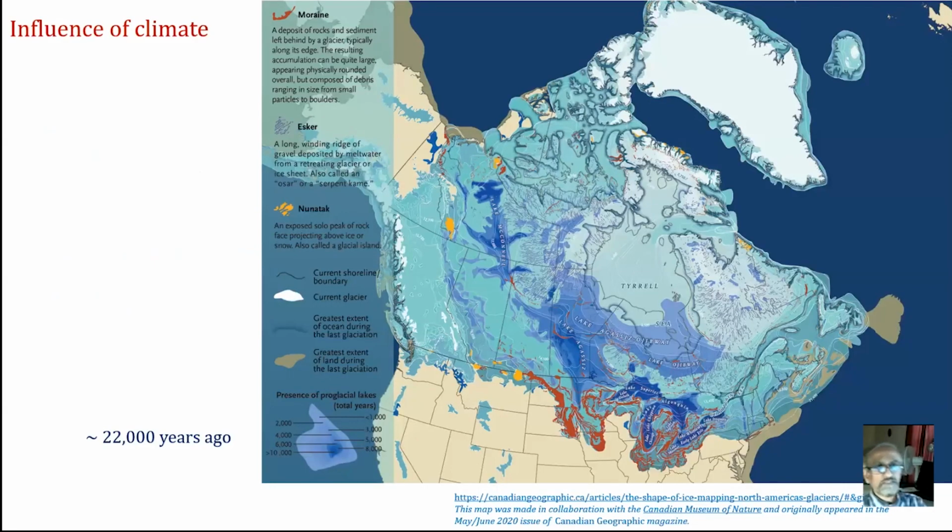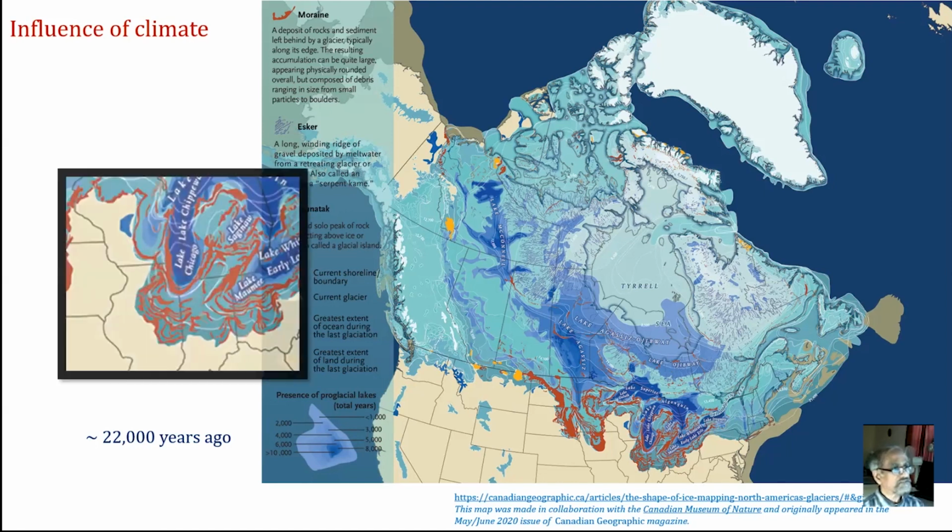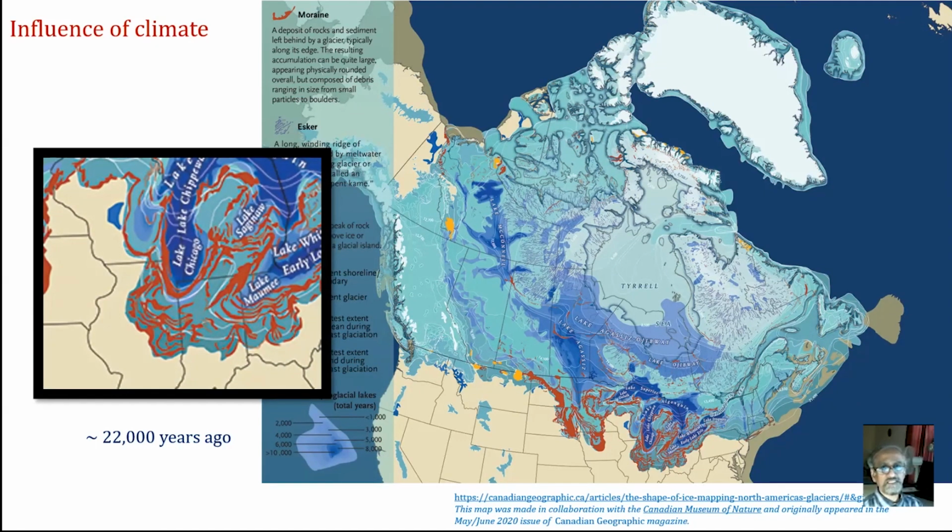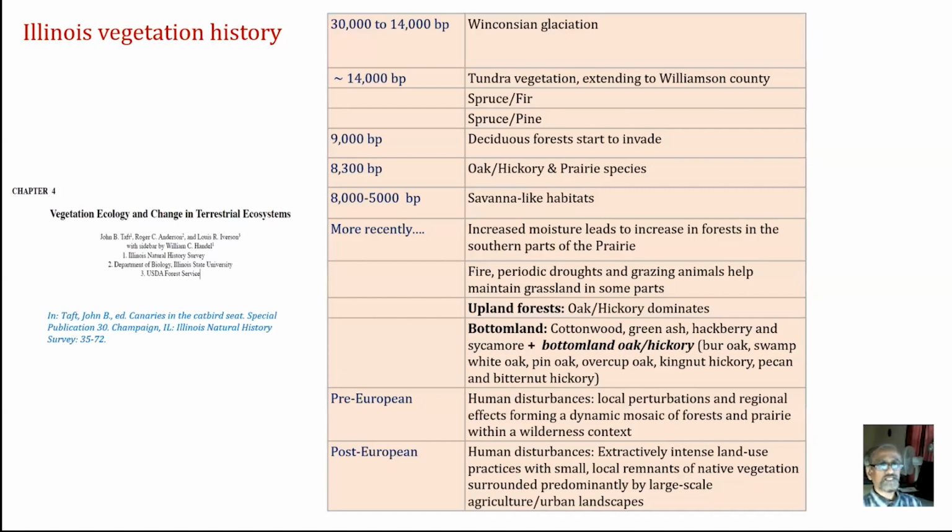Okay, before talking about the current and future climates, it's always important to understand the past. This is from the Canadian Geographic and shows the extent of ice that covered North America at the peak of the last glacial maximum, approximately 22,000 years ago. As you can see, the Northeast and East Central Illinois, as most of you know, were ice covered. And next, I traced the Illinois vegetation history starting from the last ice age. I made a timetable of events based on the work by Taft, Anderson, and Iverson.